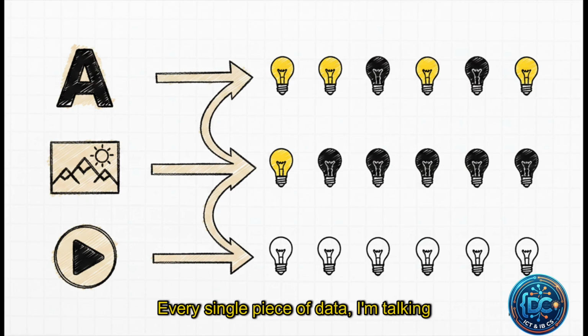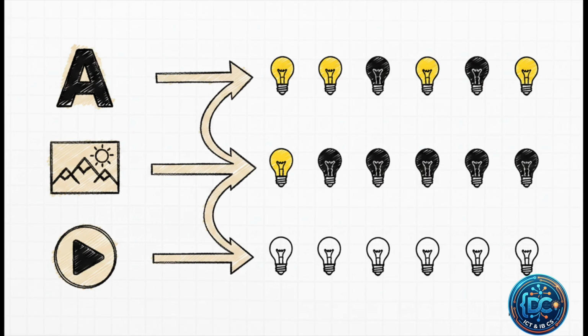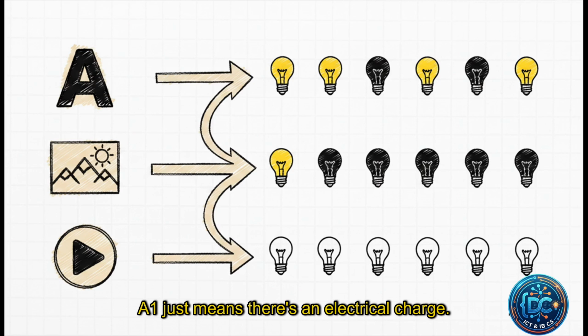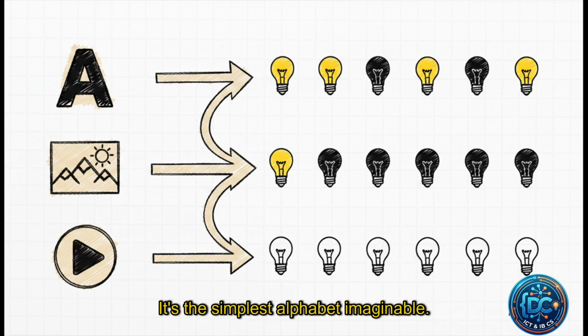Every single piece of data, I'm talking everything, from a single letter in a text message to a full-blown 4K movie, gets broken down into a long sequence of ones and zeros. A 1 just means there's an electrical charge, it's on. And a 0 means there isn't one, it's off. That's it. It's the simplest alphabet imaginable.